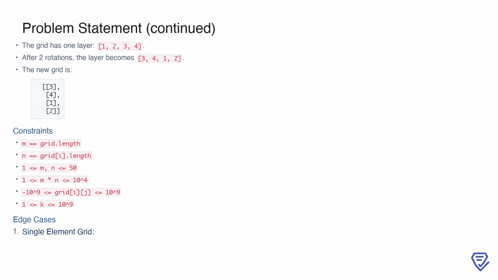Now, let's go over the constraints of this problem. The dimensions of the grid are defined as m rows and n columns, where both m and n are at least 1 and at most 50. The total number of elements in the grid, m multiplied by n, can be as large as 10,000. Each element in the grid is an integer, ranging from -1 billion to +1 billion. Finally, the number of rotations, k, is a positive integer that can be as large as 1 billion.